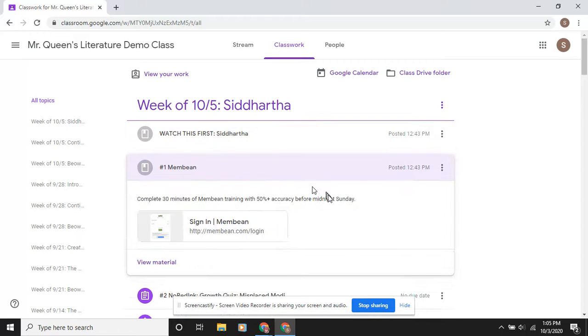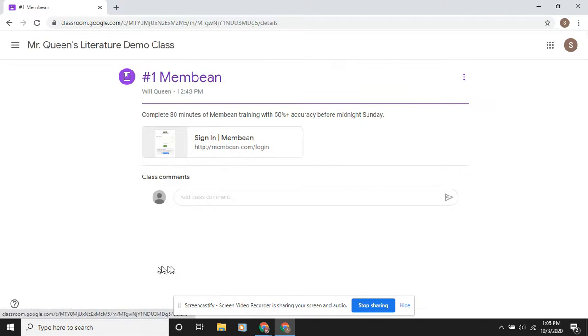Your first thing, as usual, is to make sure that you are getting your 30 minutes of MBean each week with 50% or better accuracy before midnight Sunday. Now, guys, y'all are seniors, so you know that if your accuracy has fallen below 50%, you're trying to do too much at one time. So if you find your accuracy falling below 50%, then you need to cut your sessions in half or even by thirds. Do two 15-minute sessions or three 10-minute sessions instead. Make sure you get it done by midnight Sunday.